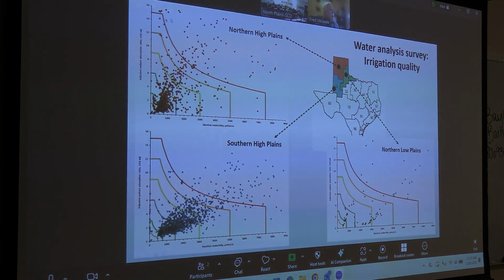Some problems. We have a certain number of irrigation samples, and these are samples that are submitted for irrigation quality analysis. I don't know for sure if they were used for irrigation or not, but anyway, that's what they told us. So we have, in all cases, fairly good quality, but we do have some problem areas. These are the ones that we need to be concerned about and we need to understand and deal with.